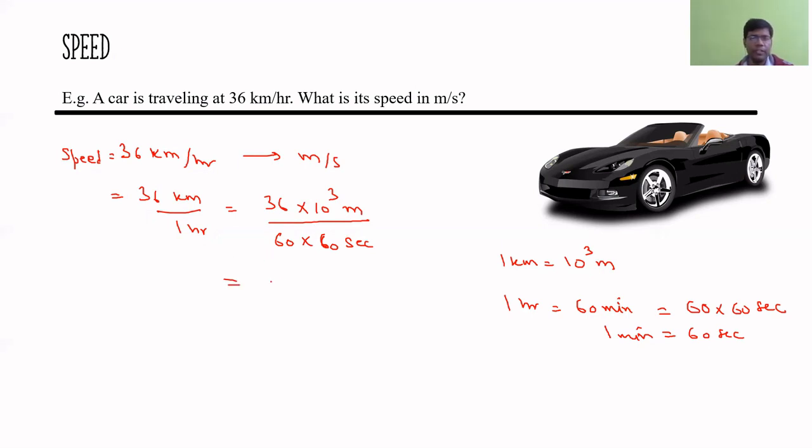Now just go ahead and solve it. This will be 10, this will go with 6, this 6 will go with this, and then I'll have 10 power 3 by 10 square meter per second, which is nothing but 10 meters per second.